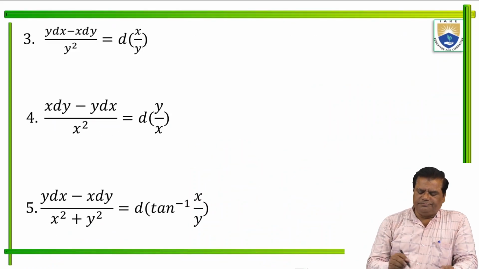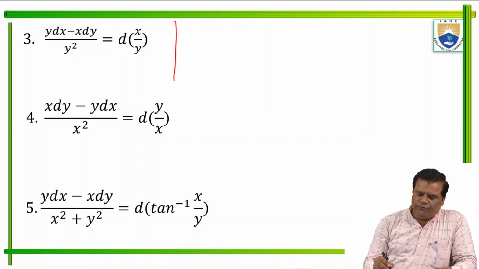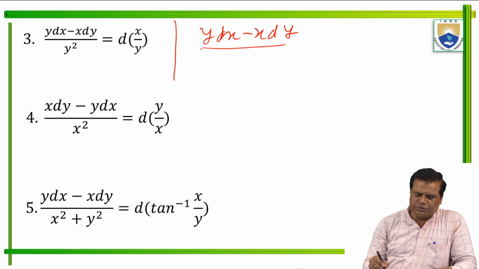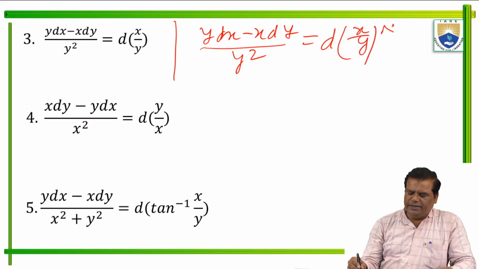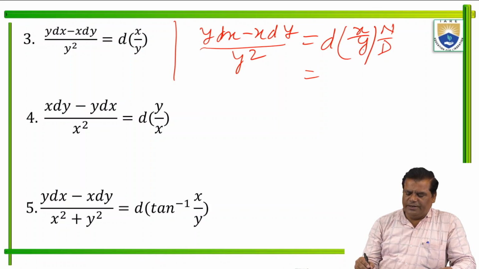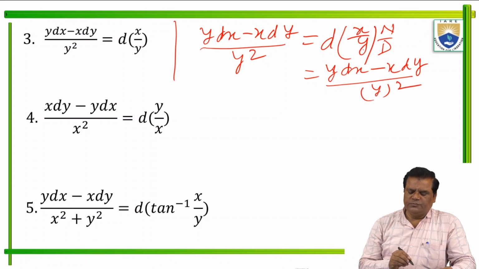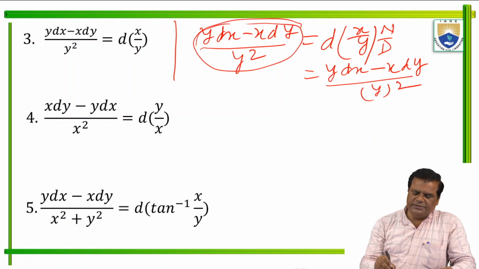Now the next formula: y dx minus x dy upon y square. This is the differentiation of x upon y. Here x is the numerator and y is the denominator. The formula is: denominator times differential of numerator minus numerator times differential of denominator, upon denominator whole square. So in any term, if this term is given in our question, we can write this.